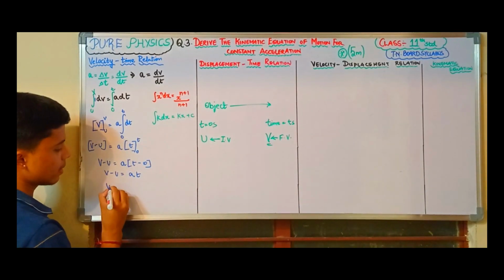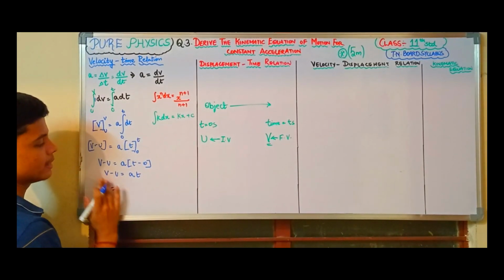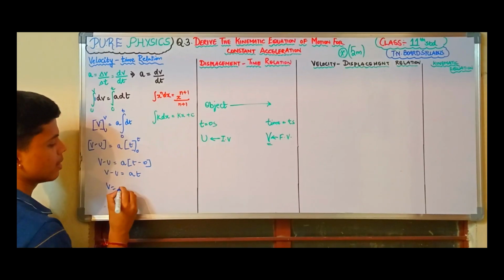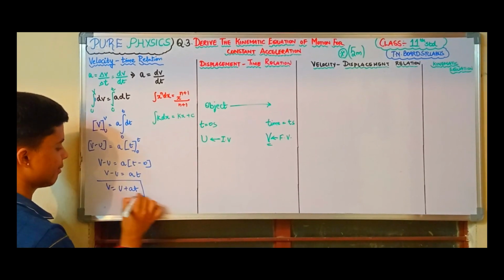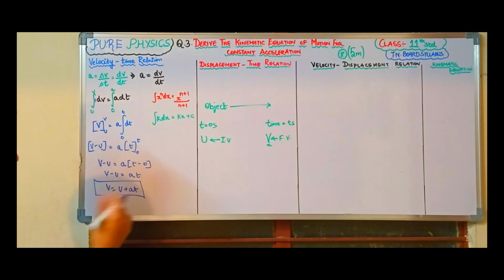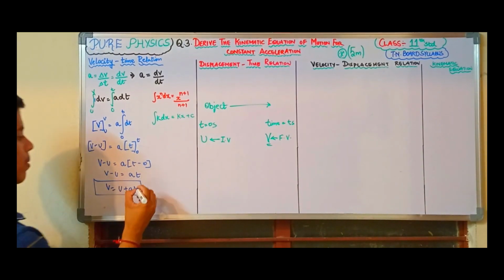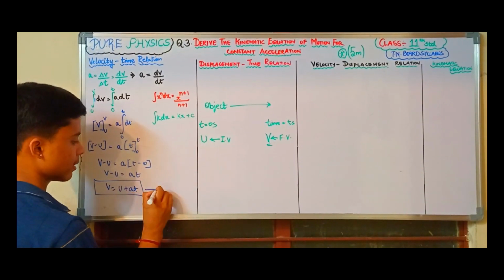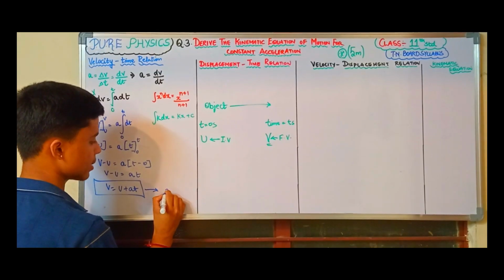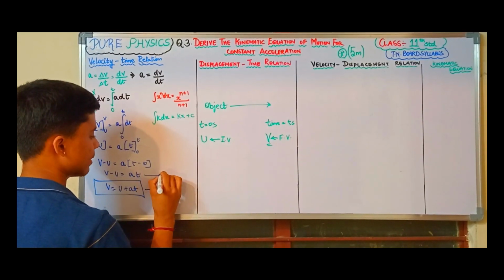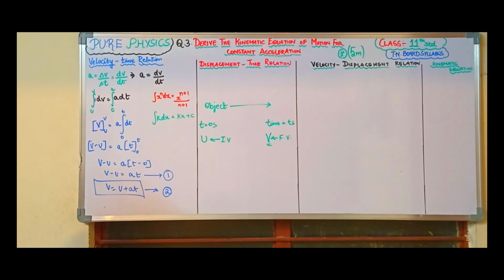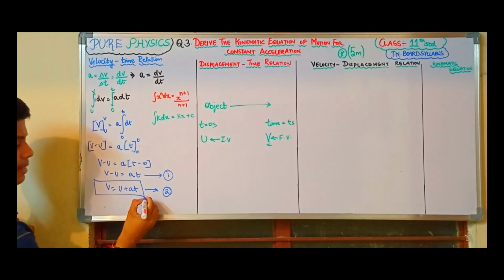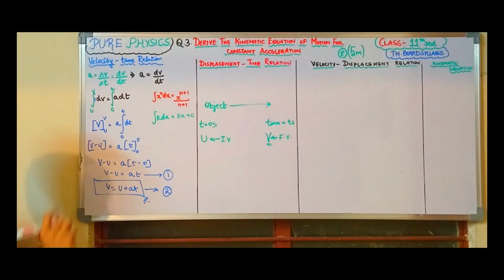So v is equal to, now I'm going to transpose the initial velocity to the right hand side, so I'll have u plus at. So my final velocity is equal to u plus at. So this is one of my equations. I will take this as equation number 2, and I will take the earlier equation as equation number 1. So this is my first kinematic equation.